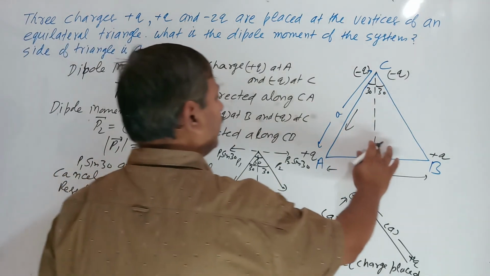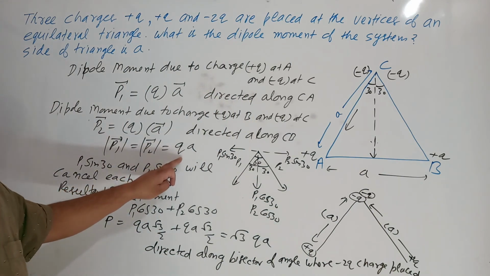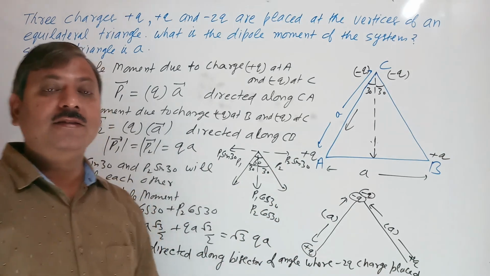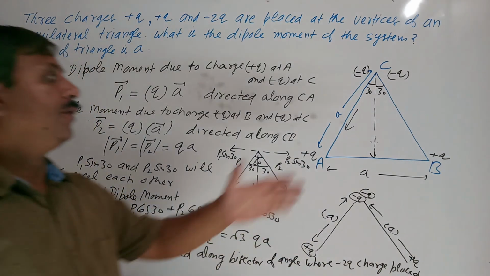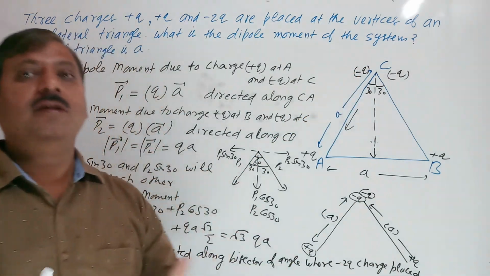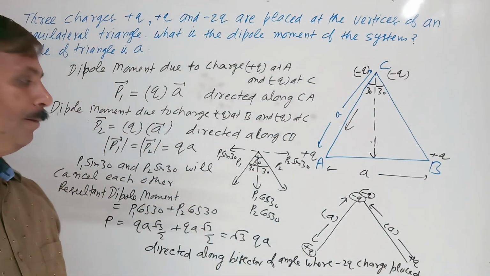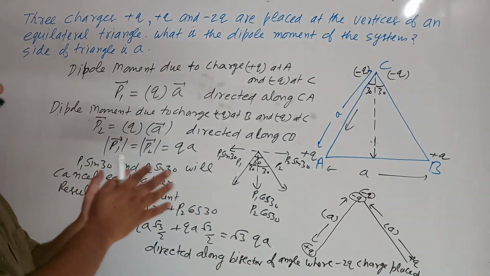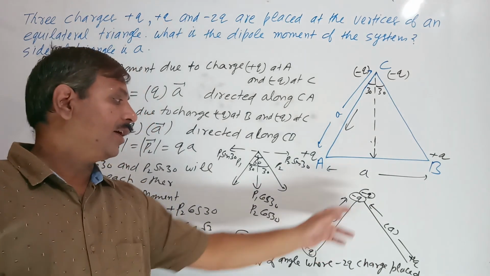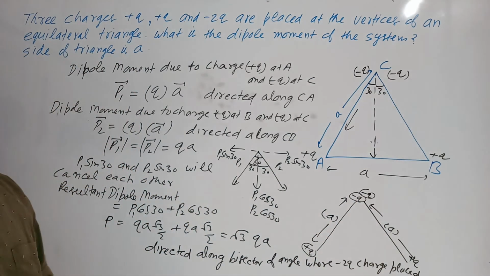You can see what we have seen: the dipole moment of this system is root 3 QA, and the direction is along the line which is the bisector of angle ACB, or you can say the bisector of the angle where the minus 2Q charge is placed. So here we have taken the system by separating it into two individual charge systems, plus Q minus Q and plus Q minus Q, and we have found the net dipole moment.